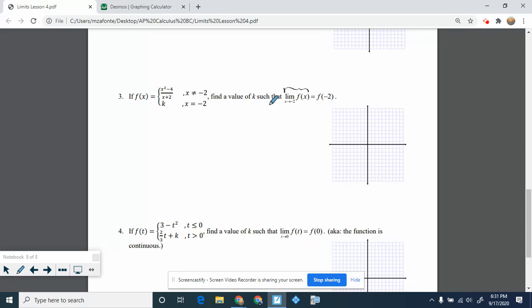So let me ask you something. Which one of these pieces allows x to approach -2 from both sides? Hopefully you're saying the top piece, because this is where x is defined everywhere around -2. So it's going to allow you to approach -2, right? So you're like, all right, so then that means I want to do the limit.